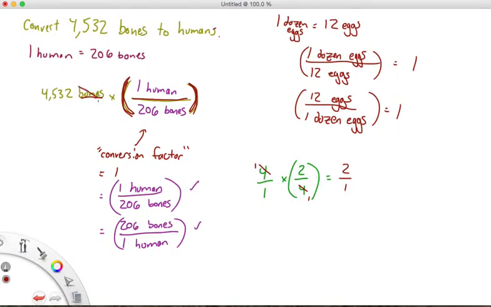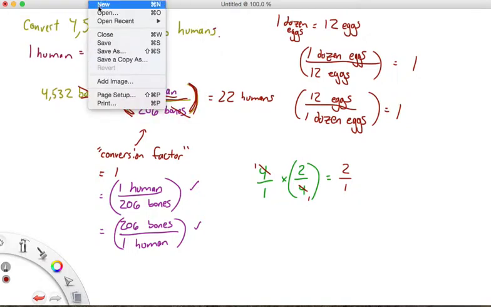So in this case, bones right here will cancel out. So I'll be left with the final unit of humans. So if I take 4,532 divided by 206, it's going to give us 22 humans, which is pretty cool. All right? I hope that makes sense. So again, a conversion factor is the thing you multiply a number by, not to change the quantity, but to change the units that you're in. Let me do a warm-up problem with you, and then we'll call it a day.